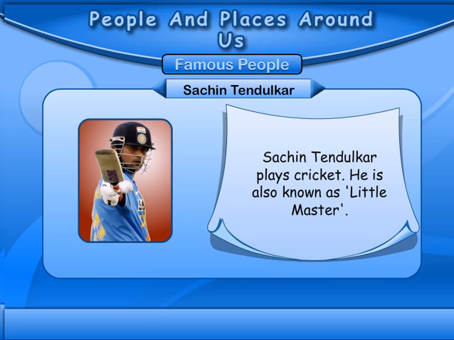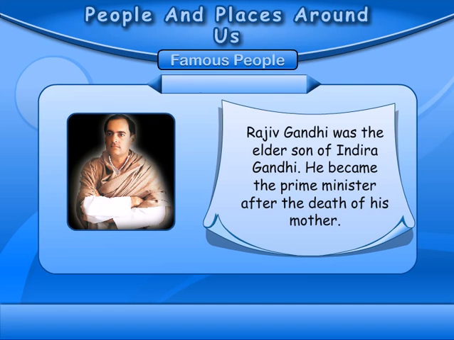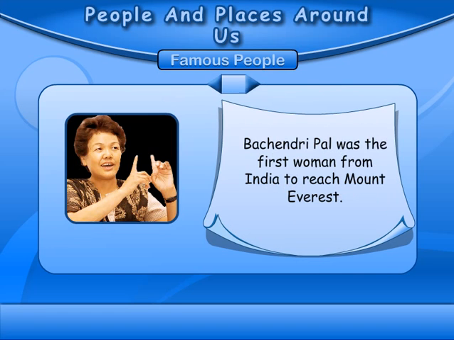Sachin Tendulkar plays cricket. He is also known as Little Master. Indira Gandhi was the first lady Prime Minister of India. Rajiv Gandhi was the elder son of Indira Gandhi. He became the Prime Minister after the death of his mother. Bachendri Pal was the first woman from India to reach Mount Everest.